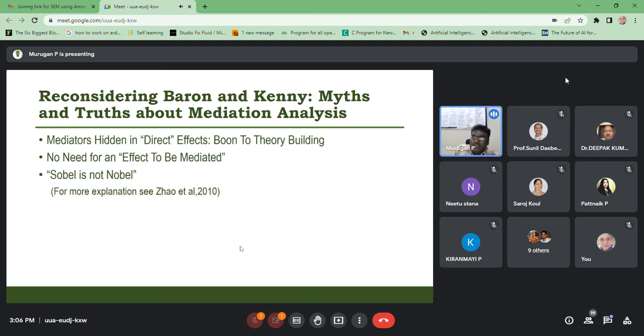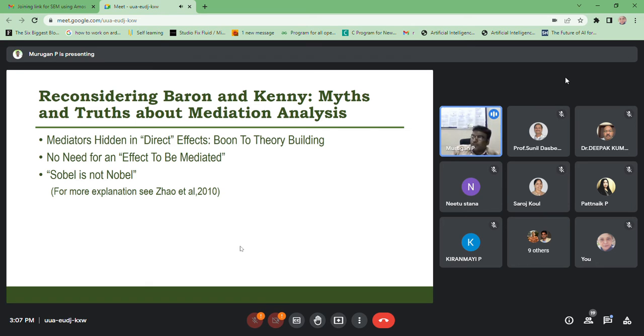And this paper is Zhao et al. 2010, published in the Journal of Marketing Research. Here they propose three different points over and above Baron and Kenny. The first point is: mediators hidden in direct effects are a boon to theory building. What they are trying to say is there are models in the literature which are referred to as partial mediation in nature, which means that even after including M in the model, they got some significant effect between X and Y as well. So those sorts of models are referred to as partial mediation models.